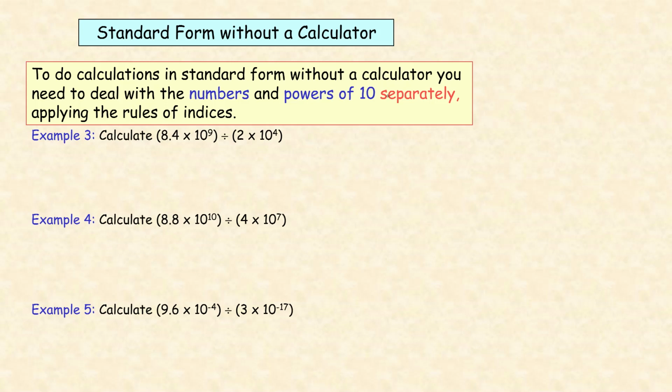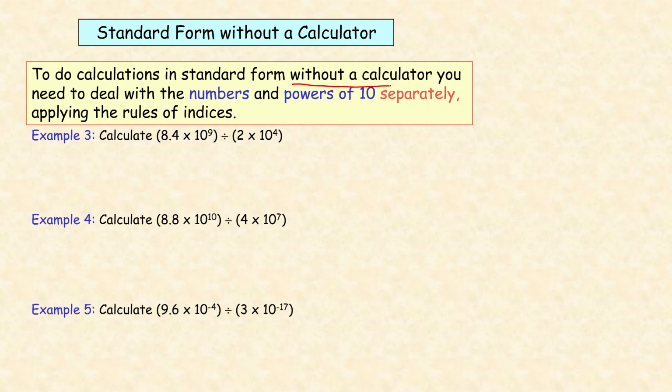Okay. So again, without a calculator, but this time we are dividing. So we've got 8.4 times 10 to the power of 9 divided by 2 times 10 to the power of 4. We do numbers first. So 8.4 divided by 2 is 4.2 times 10 to the power of 9 divided by 10 to the power of 4. Because it's divide, we subtract the indices. Leaves us with 10 to the power of 5. Okay. It's 4.2. That falls in the range between 1 and it's less than 10. So that's job done.